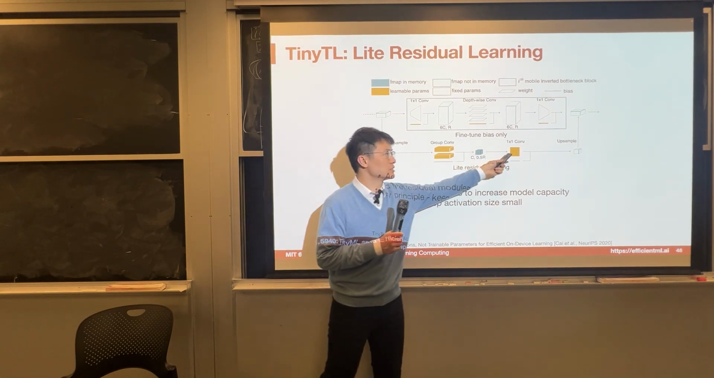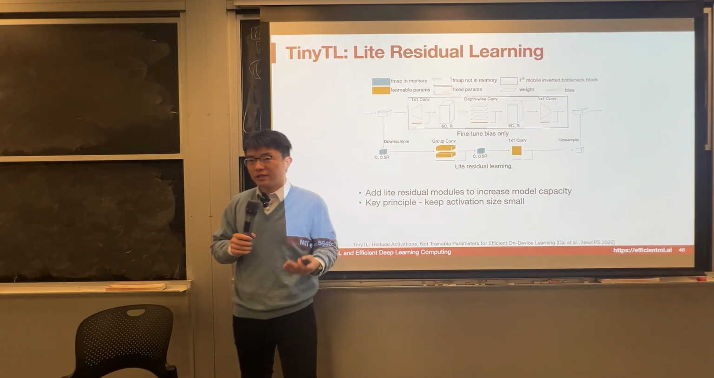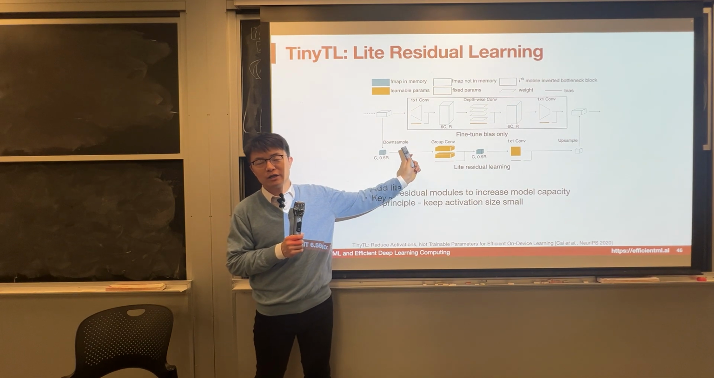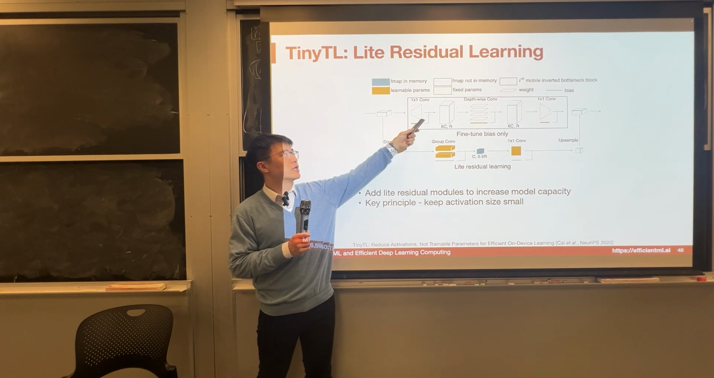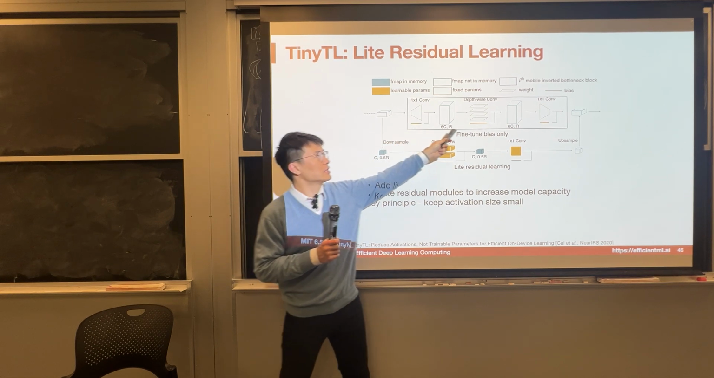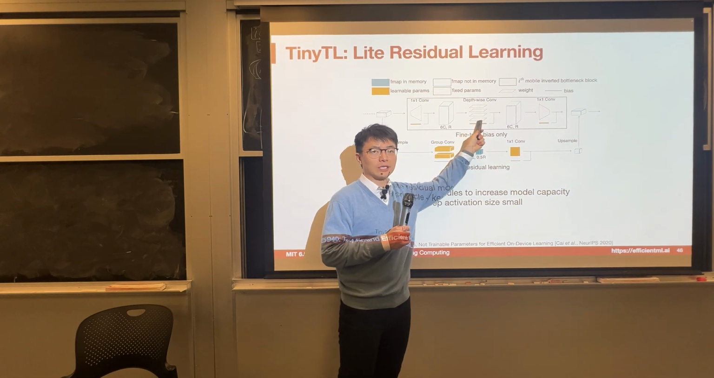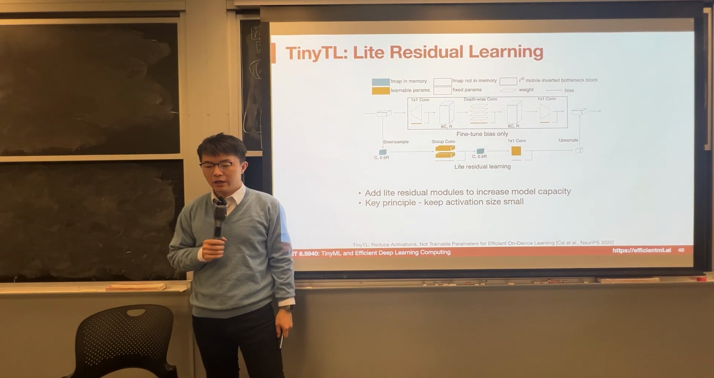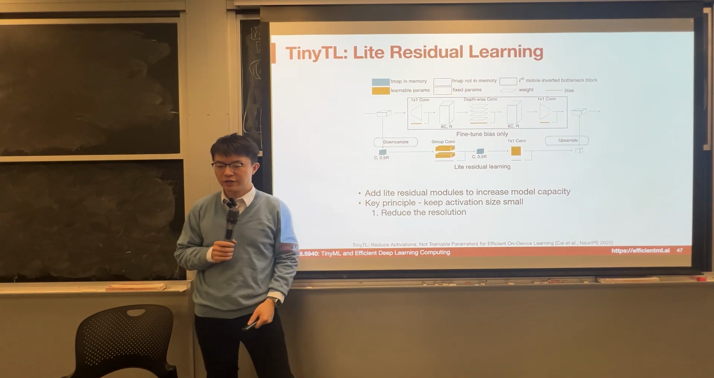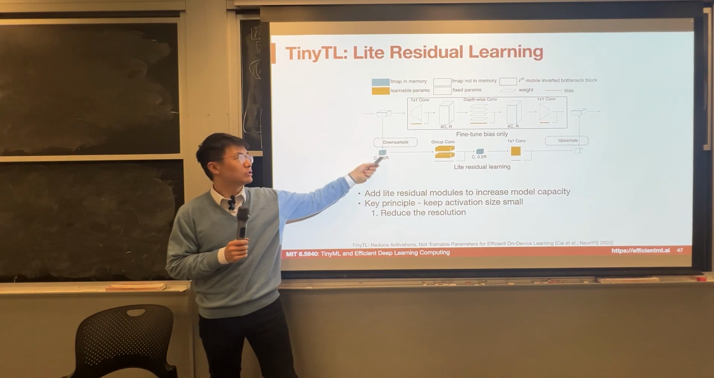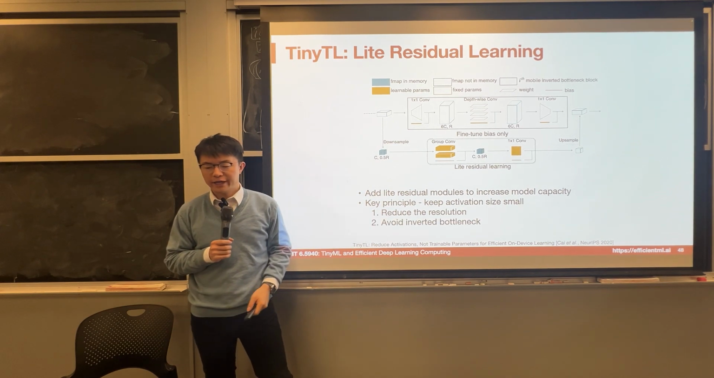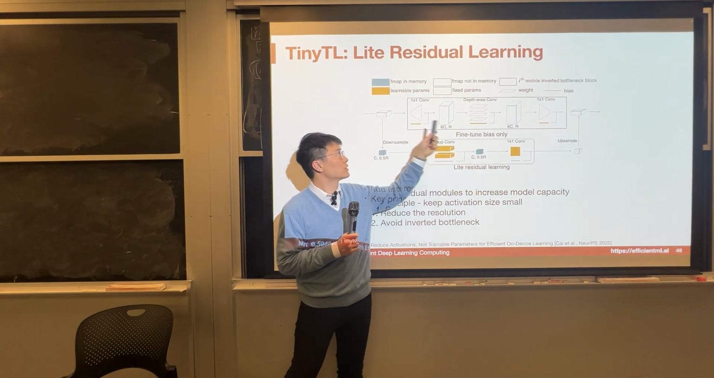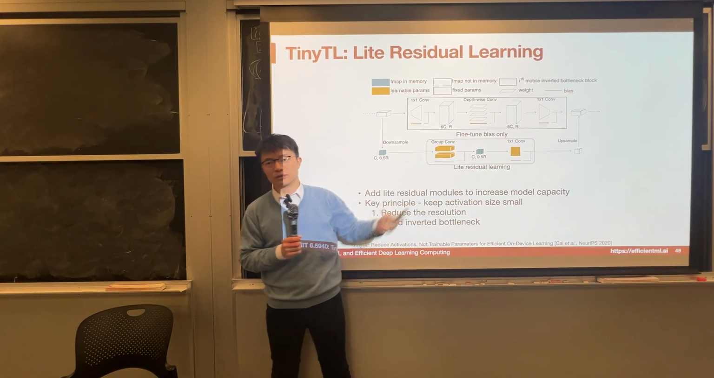This is spatial modeling. This is channel-wise modeling. Provided some extra capacity, we can tune the yellow part. We are tuning the yellow part in the residual branch as well as the bias in the main branch, but we are not updating the main weights in the main branch. So the key principle is to keep the activation size small by first reducing the resolution from R to half R, and also avoid this inverted bottleneck. C here is also C rather than going from C to 6C.